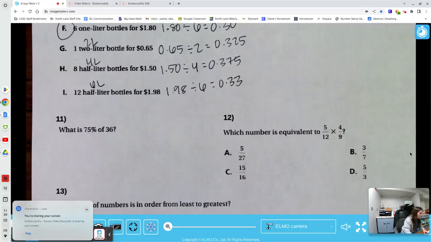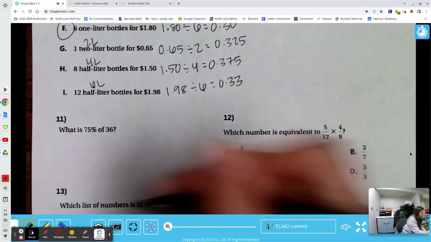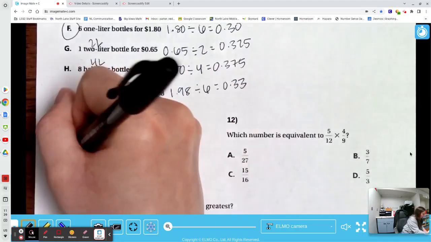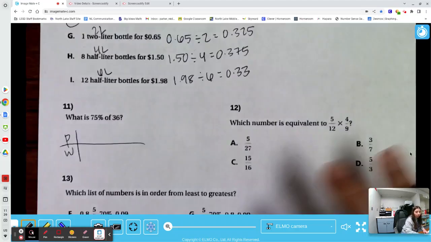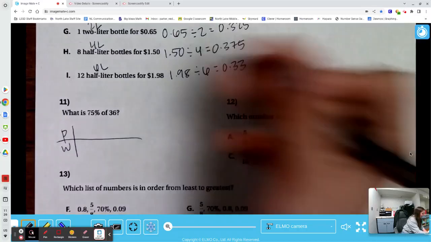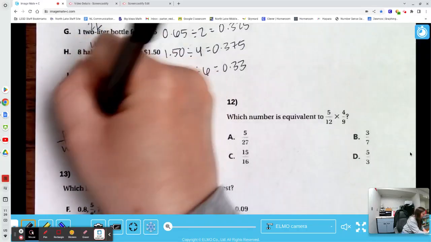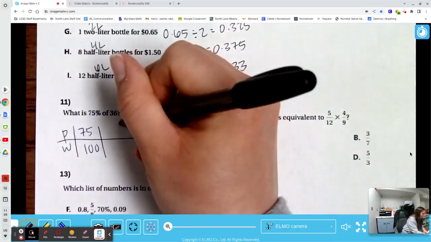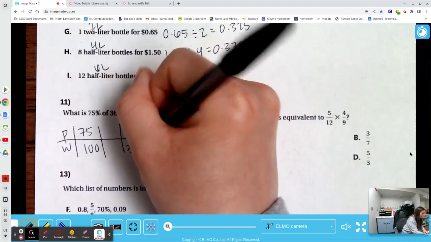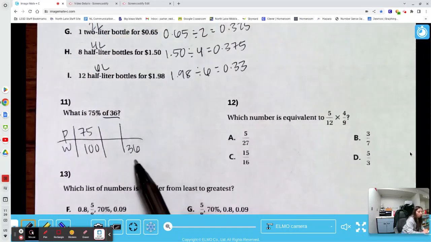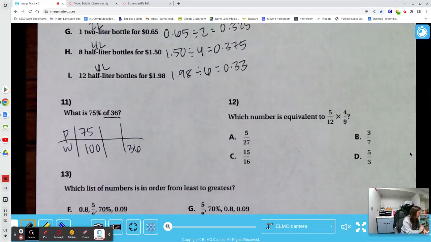Number 11, what is 75% of 36? I'm going to set up a ratio table, part versus whole for this. I always start with the percent. 75% means 75 out of 100. But this is not out of 100. This is out of 36. That word of means it is the whole. It's what it's out of. It should go on the bottom.